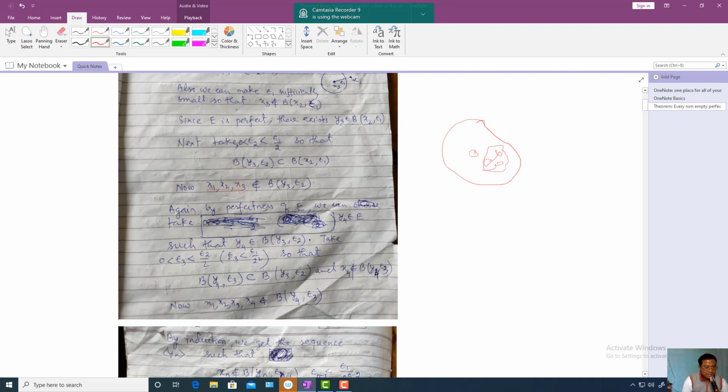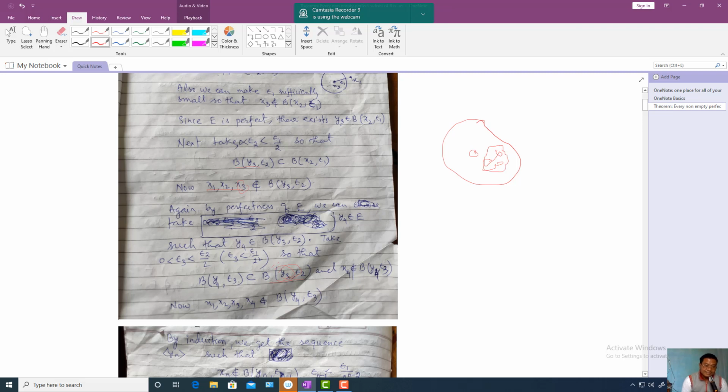Okay, so epsilon 3 is what? Epsilon 3 is less than epsilon 1 by 2 square. So then you choose, like in the previous explanation, epsilon 3 in such a way that the new ball center at y4 with radius epsilon 3 is lying entirely within the second open ball. So this is quite possible. Why? Because this is an open ball. That is coming from the definition of open set in topology.